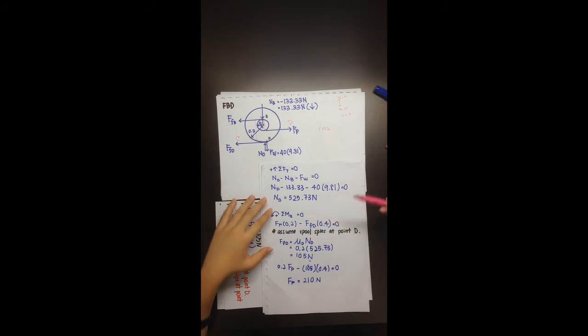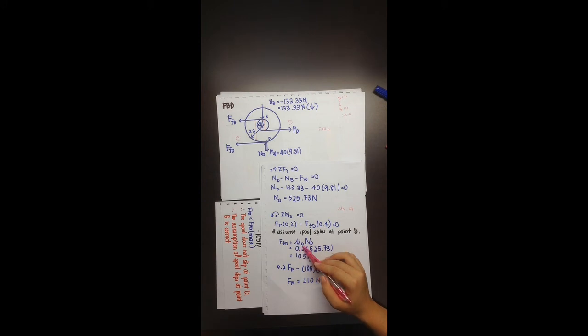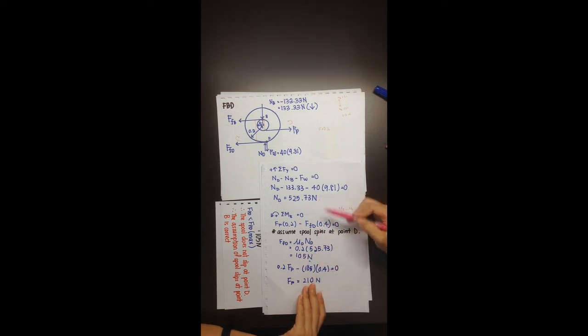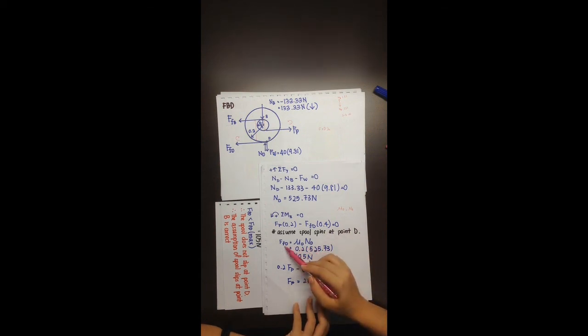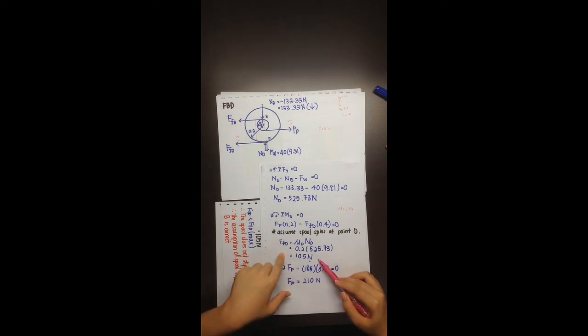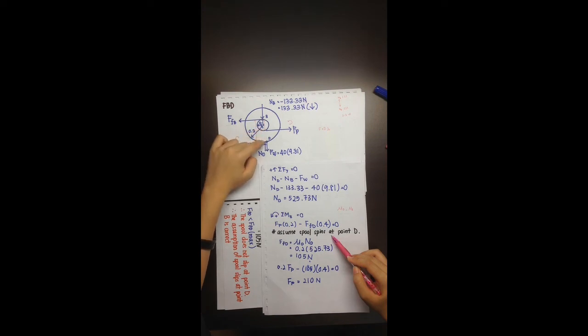But remember, the question gave us the mu of D and also mu of B. So to find the frictional force at D, we actually use the equation mu D times normal force D. Mu D is actually 0.2 and normal force D here is 525.73, sub in and we'll get 105 Newton. And with frictional force, to find the frictional force at point D, we already assume that the spool slips at point D.